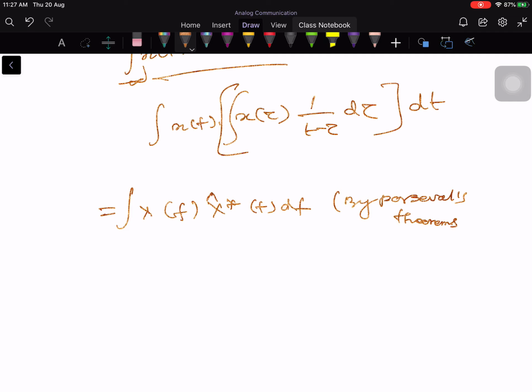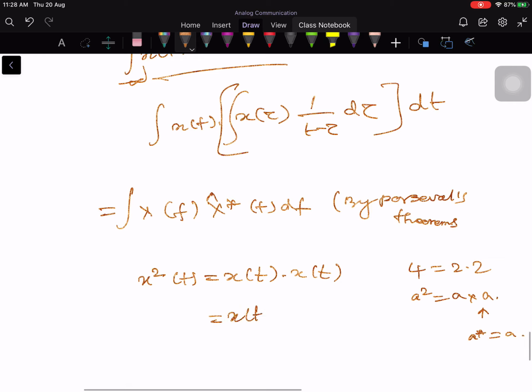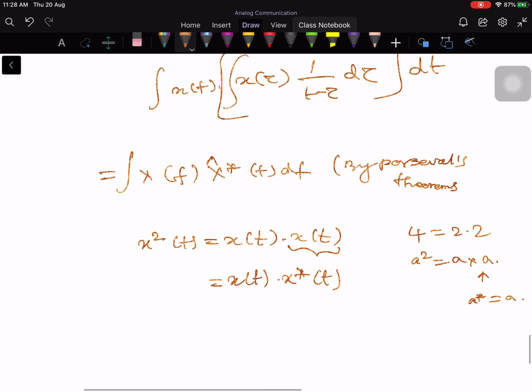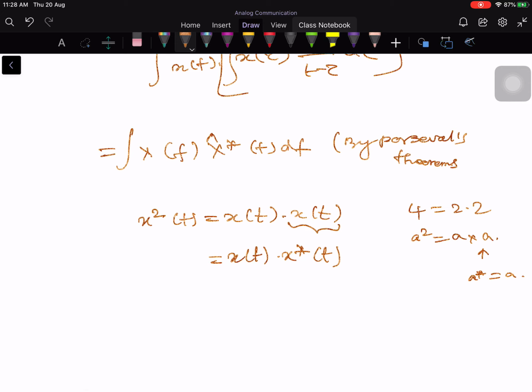So you can think, for real signals, x square of t you can write as x of t times x of t. For example, 4 you can write as 2 times 2, right? A square you can write as a times a. Now if it is real, then a conjugate is the same as a. Therefore for real signals this x of t is the same as x conjugate of t, right? Now, if you take the Fourier transform, this is going to be x of f and this is going to be x conjugate of f.